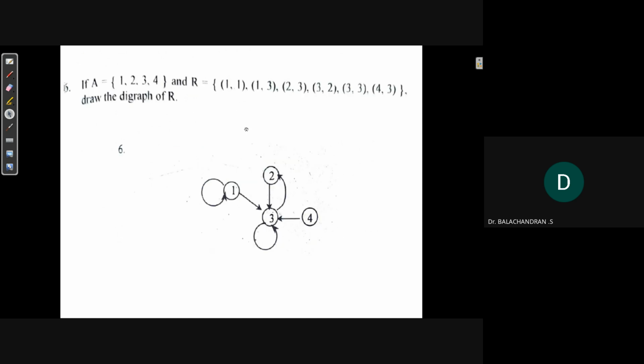So maybe this is the last problem. A is a set 1, 2, 3, 4 and R is a relation. Draw the digraph. Totally 4 elements, 1, 2, 3, 4. 1 comma 1 means self loop. 1 to 3 means 1 to 3. 2 to 3, this is 2 to 3, and then 3 to 2, this is 3 to 2, 3 to 3 is a self loop, and then 4 to 3.